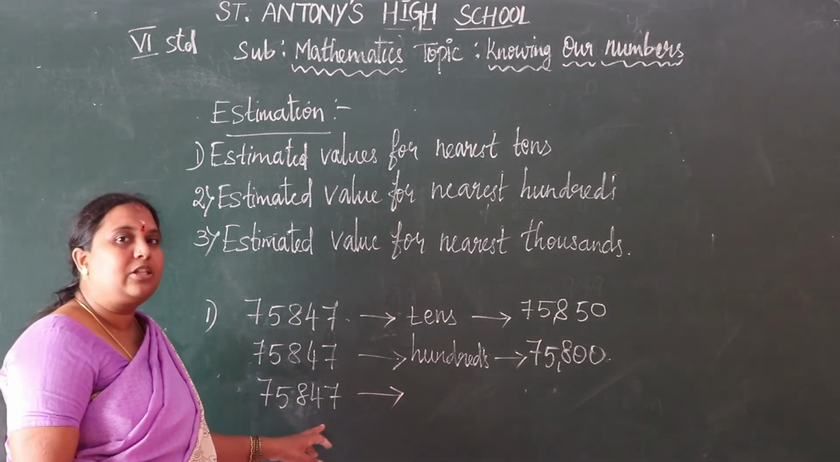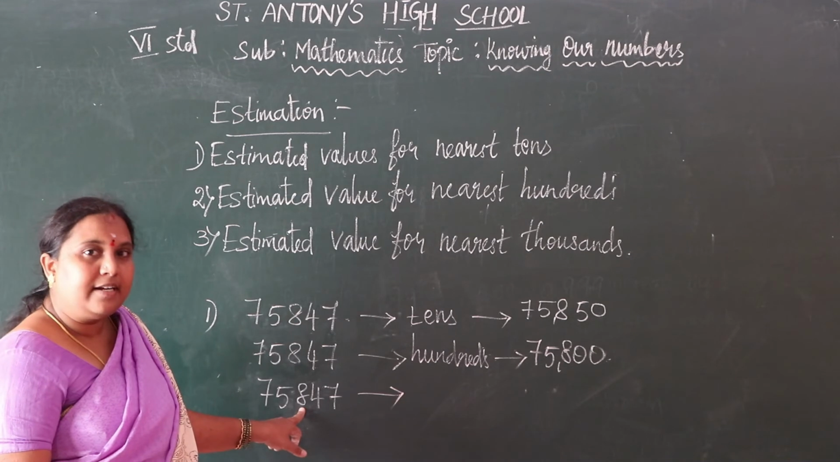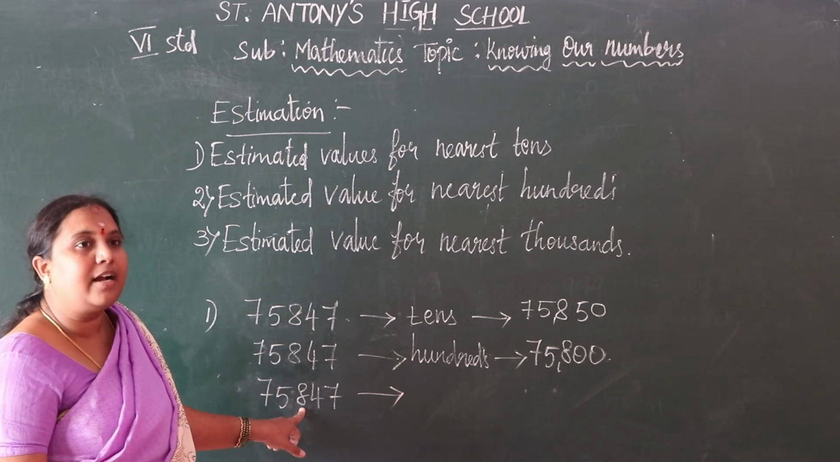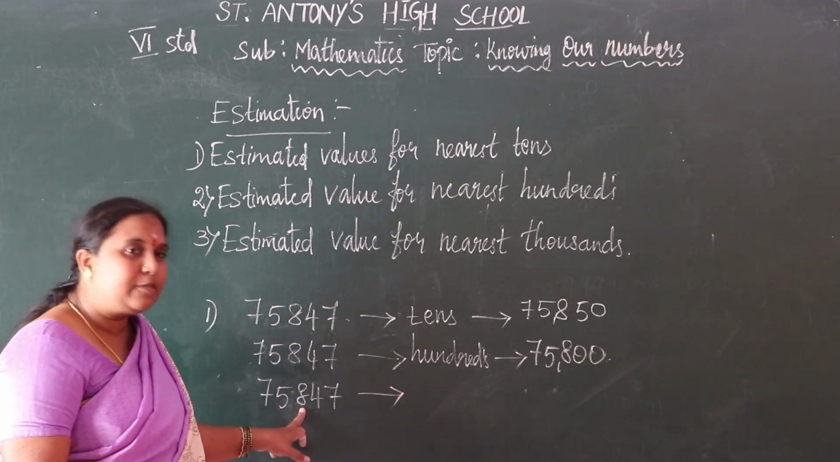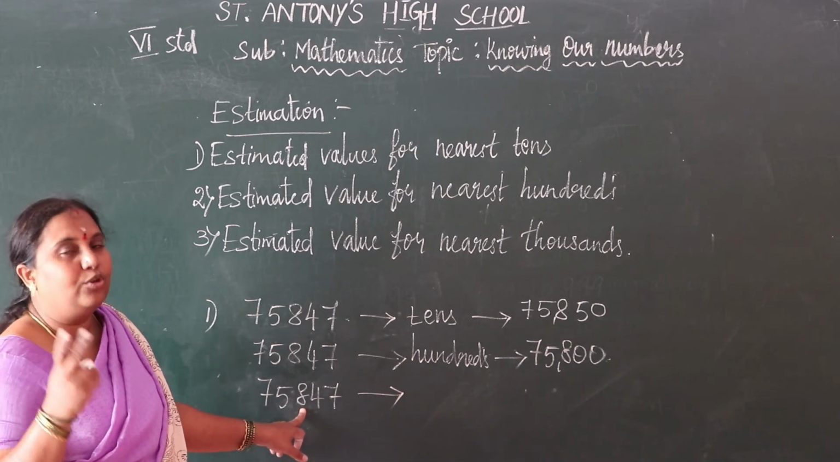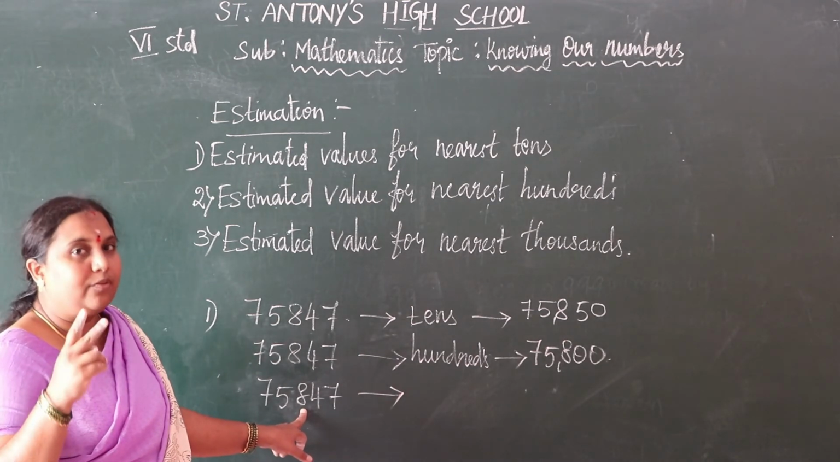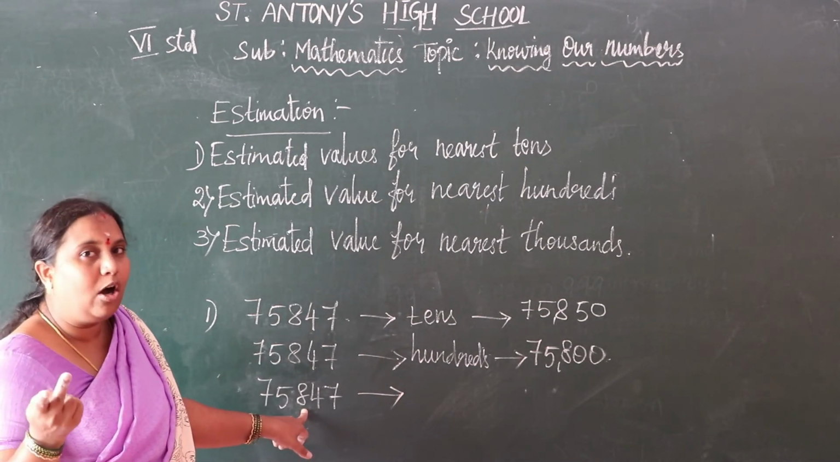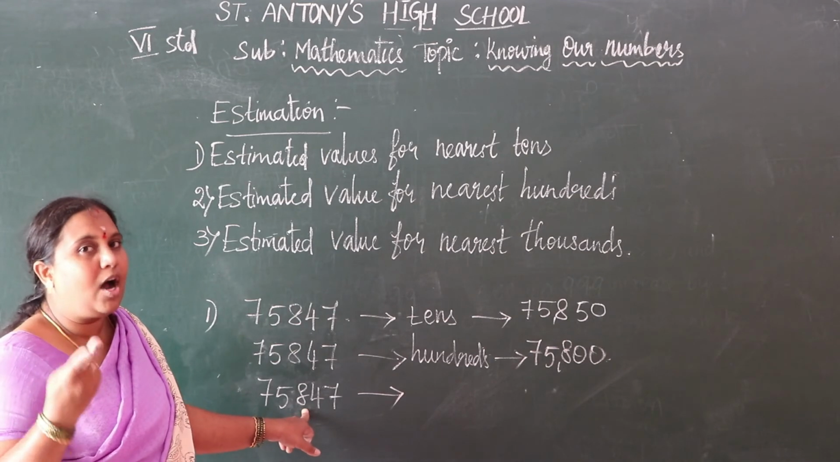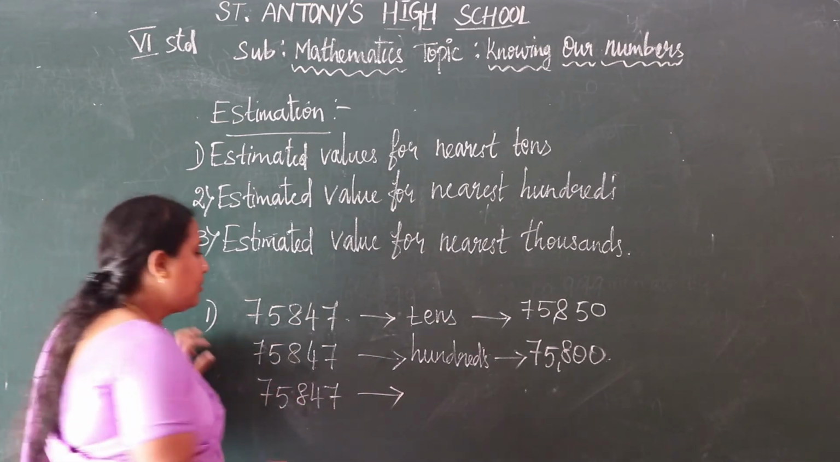So what is nearest thousands here? See here we should consider hundreds place. So what is hundreds place? 8. 8 comes under second rule. What is second rule? We round it off to 0 and then increase 1 in thousands place.